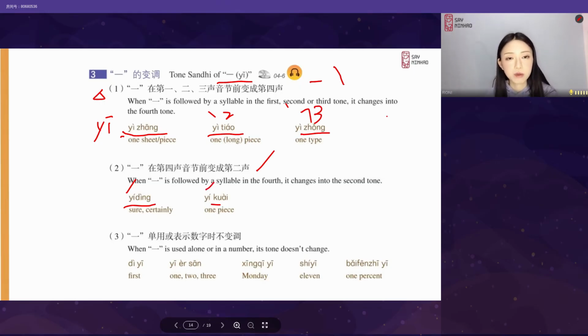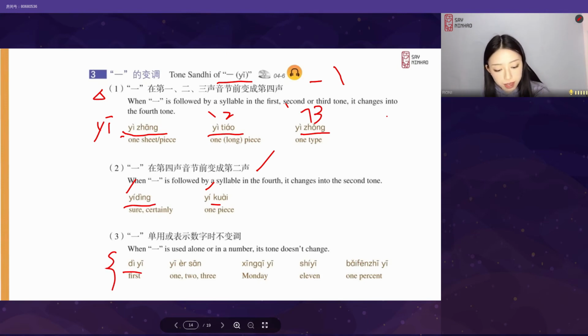So some of you might be really confused. Then why does it change in front of all of the tones? Then why is yī's standard tone the first tone? That's because there are situations when yī is used as the first tone itself. Let's see here. When yī is used alone or in a number, it is the first tone itself.